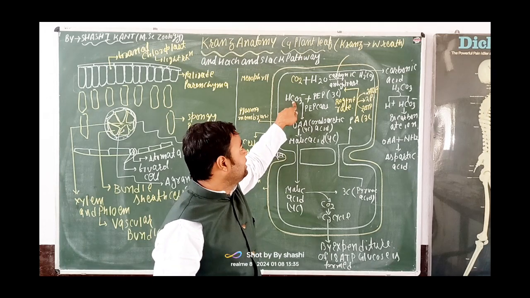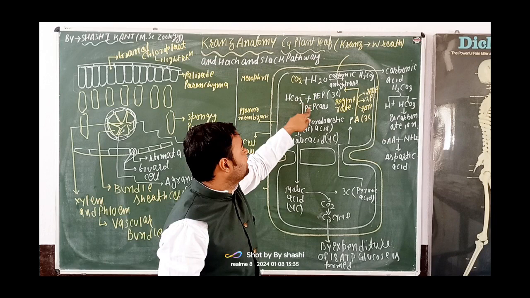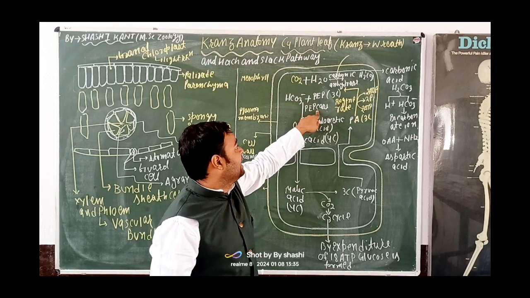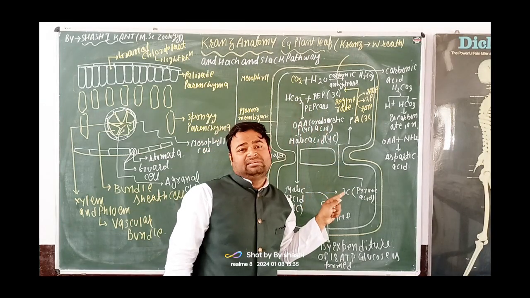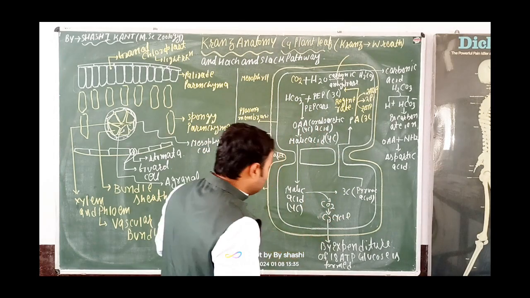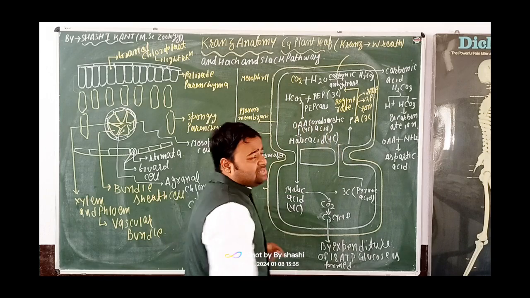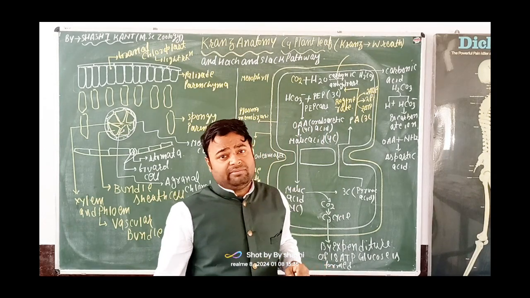Now this PEP, phosphoenol pyruvate, is again ready to combine with this HCO3 minus, the bicarbonate ion, and in the presence of the enzyme PEP carboxylase, it again forms oxaloacetic acid, and this cycle runs as it is. Got it? So how many times will this cycle run? 6 times this cycle will run.